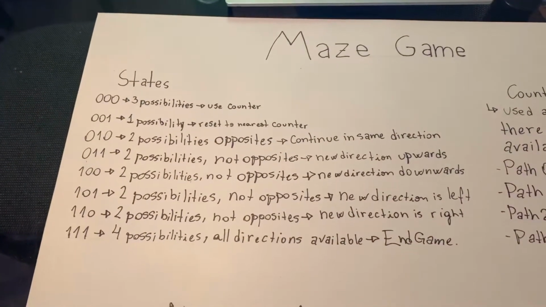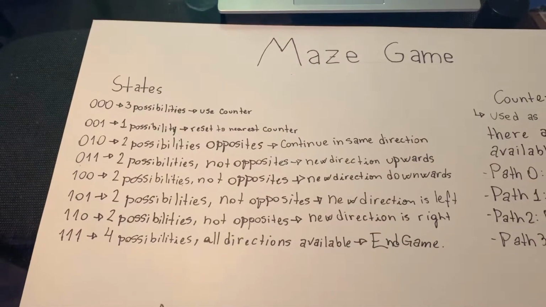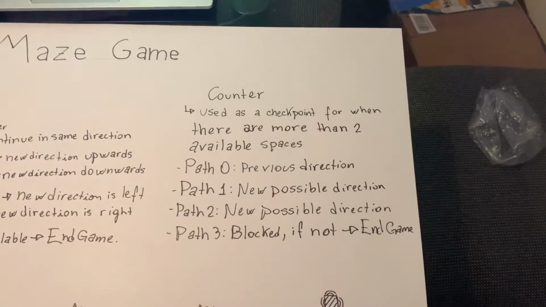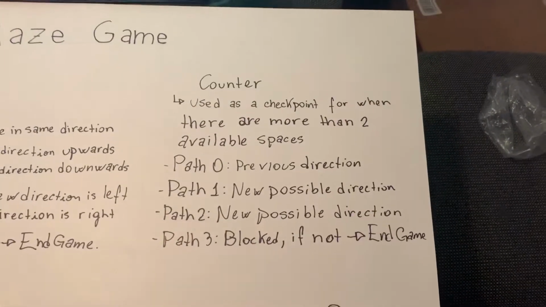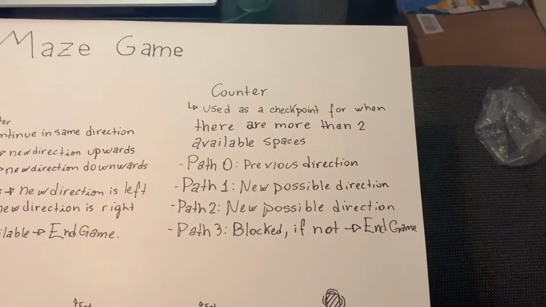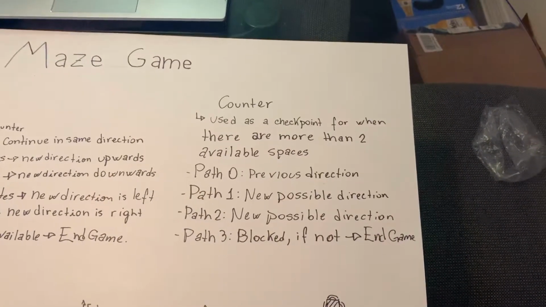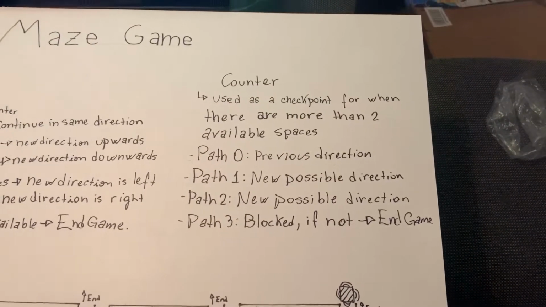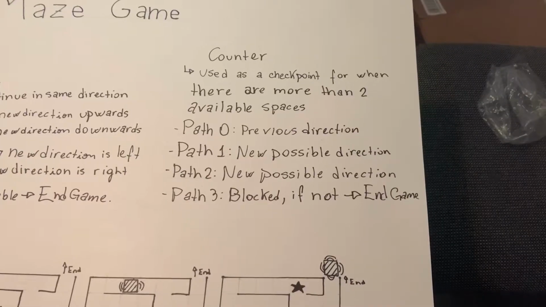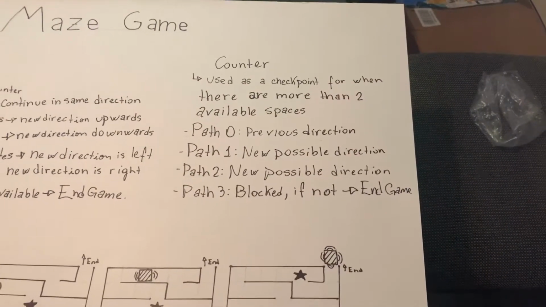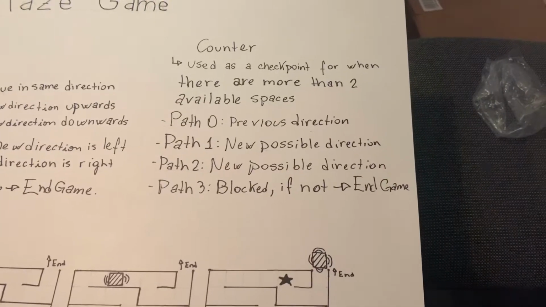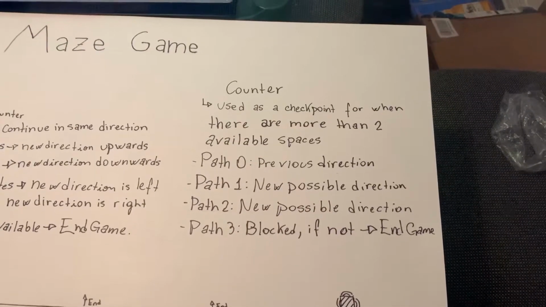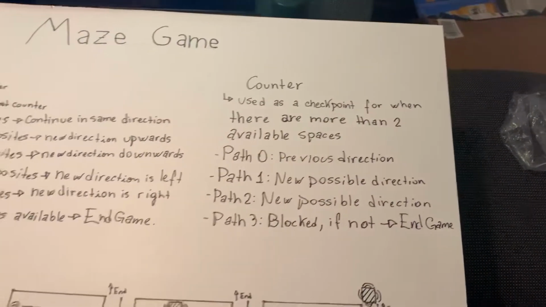The first state would be 000 with 3 possibilities. So we would use a counter to check which possibility is the best, or the correct one. The counter would be used as a checkpoint, so if there are more than 2 available spaces, because the third one would be the one that it just came from, the previous direction, which is called path 0. The path 1 would be the first new direction, the path 2 the second new direction, and path 3 needs to be blocked. Otherwise, it would be the end of the game, having all the 4 states being available, and the robot would be out of the maze.